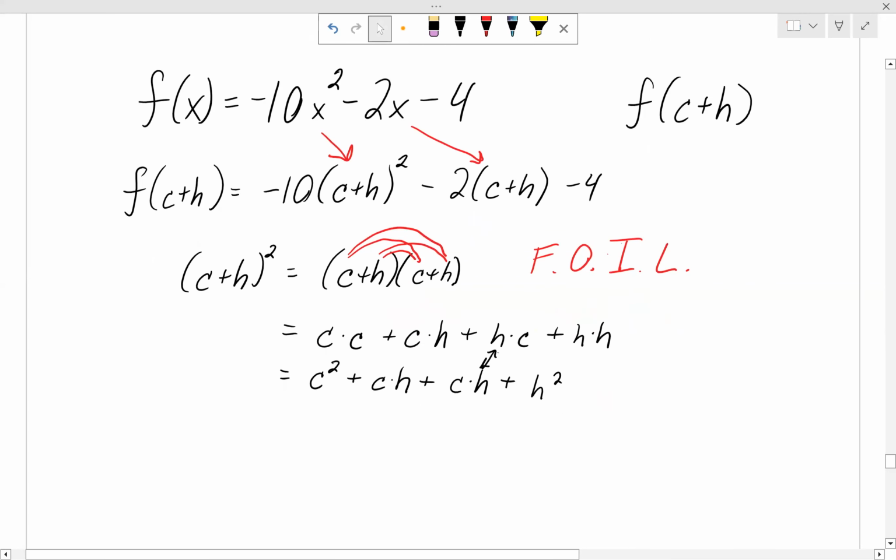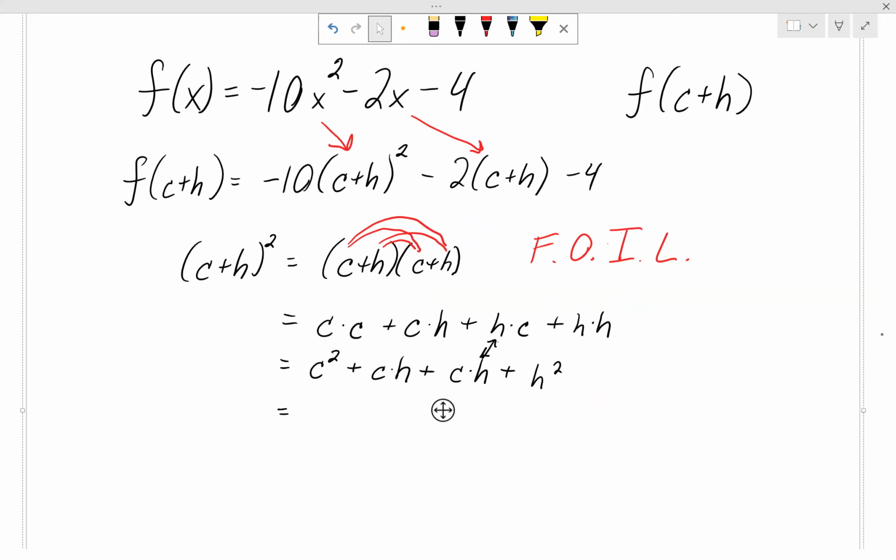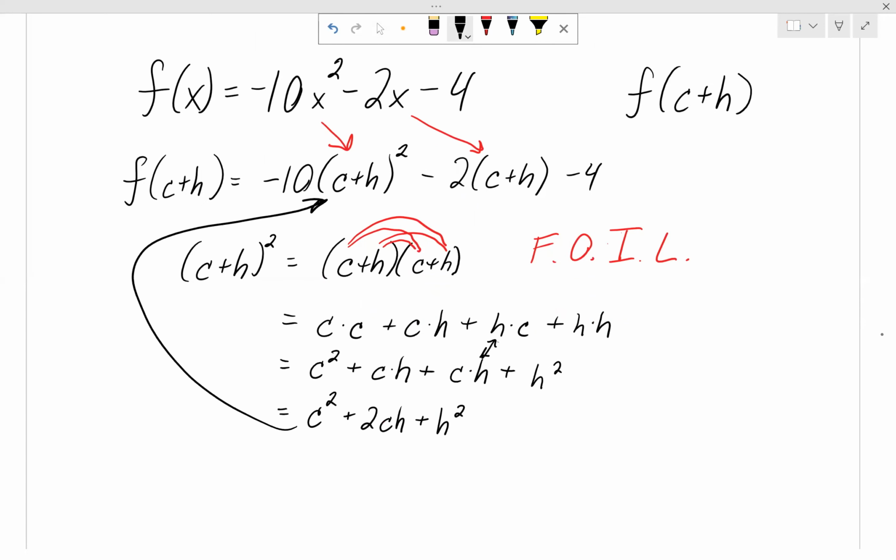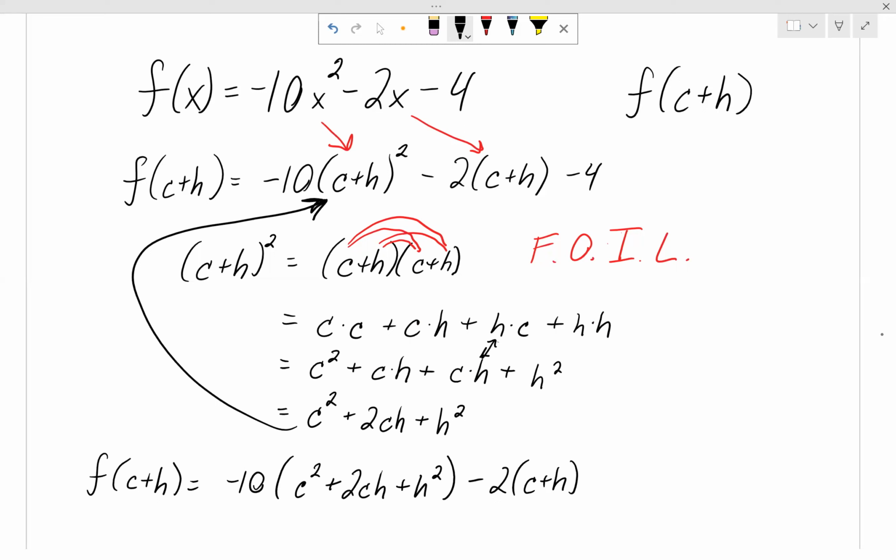All right. So then this is going to be equal to c squared plus 2ch plus h squared. Now I'm going to take this and substitute it in right here. So I have f of c plus h is equal to negative 10 times (c squared plus 2ch plus h squared) minus 2 times (c plus h) minus 4.